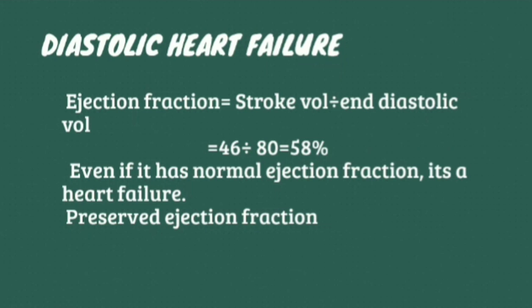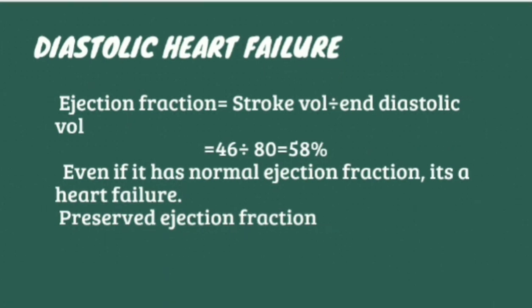Okay, that seems a little confusing, right? Let's see one example. We have the equation: ejection fraction is equal to stroke volume divided by end diastolic volume. Say your stroke volume is lower because of heart failure. Say it is 46 milliliters instead of 70 milliliters, and your end diastolic volume is also lower. It's 80 milliliters instead of 120 milliliters. So the ejection fraction is equal to 46 divided by 80, which is 58%. Still 58%. That means technically it's in the normal range, but it's actually a heart failure.